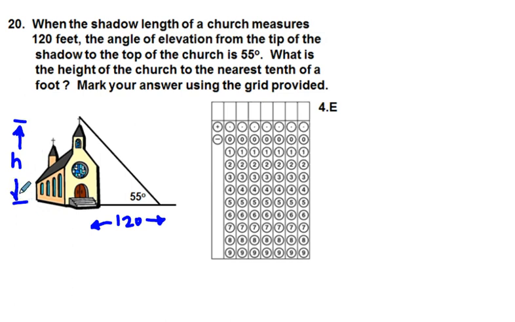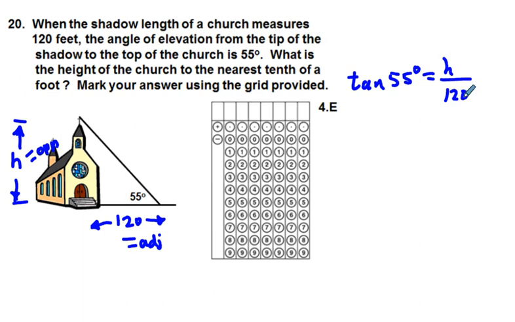Well, the tangent of this angle, which is 55 degrees, is equal to the height over the adjacent side, which is 120 feet. So height is our opposite. So h is going to be equal to 120 tangent 55 degrees.